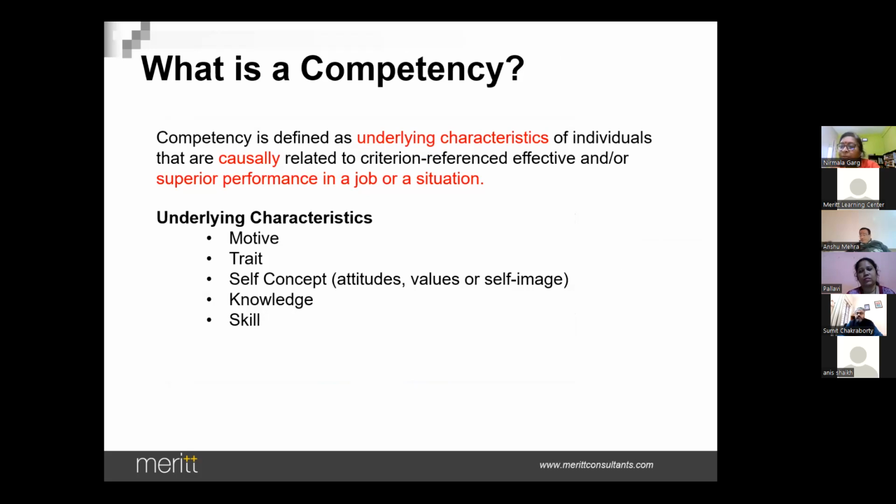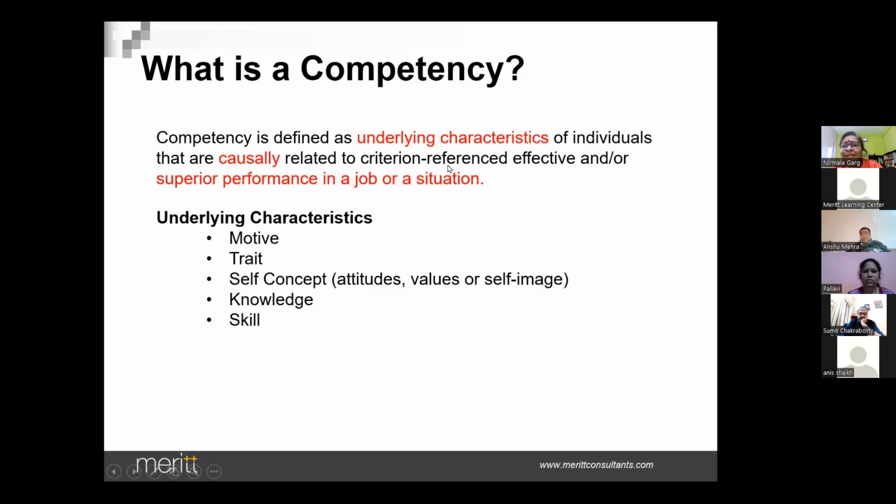It is causally related, please note this, which creates cause and effect. That is, the presence of the competency will give you the result. The absence of the competency will not give you the result. That's why it says causally related to superior performance. I will explain this criteria a little later, but first of all, just understand that competency is an underlying characteristic which is deeply embedded and causally related to superior performance in a job or a situation.